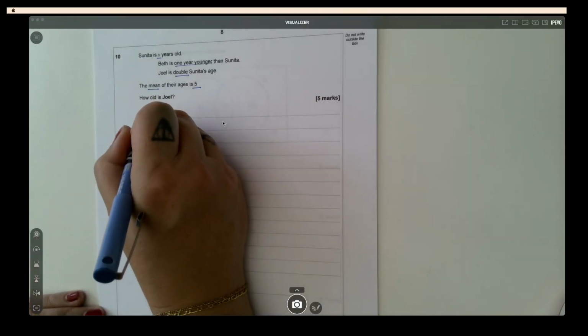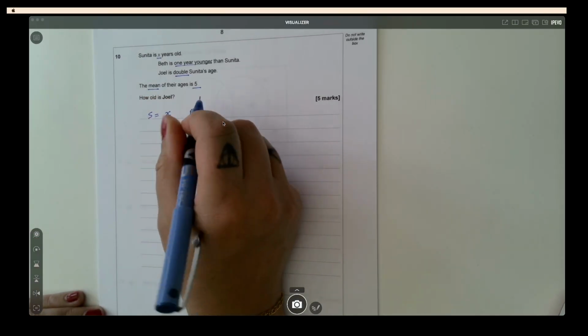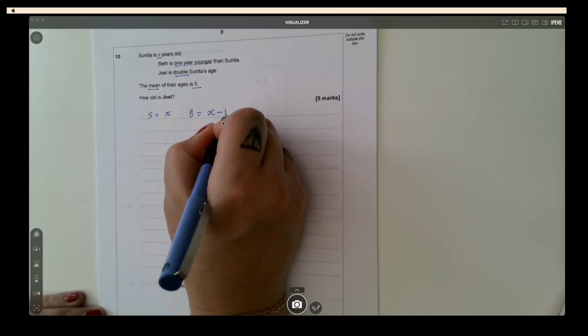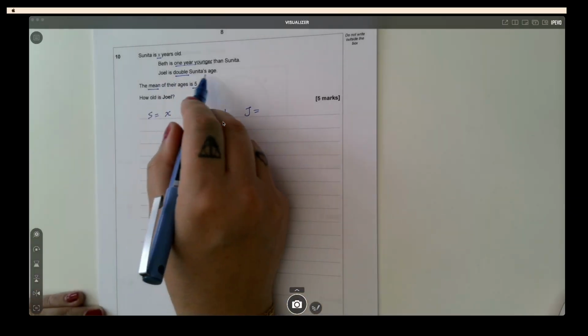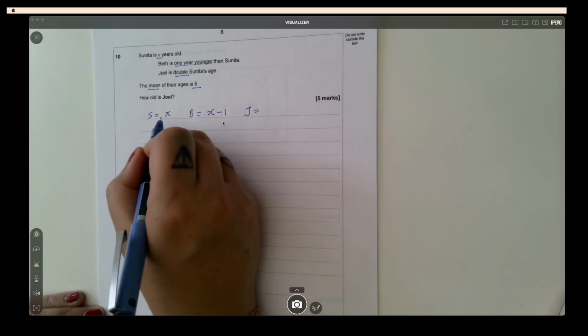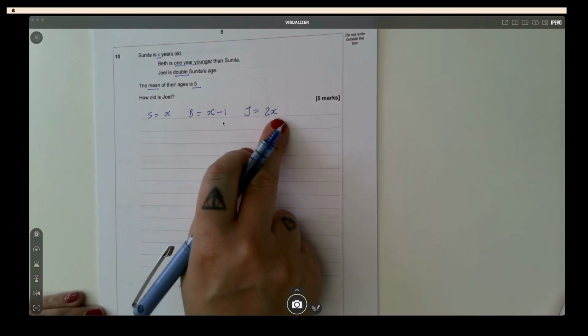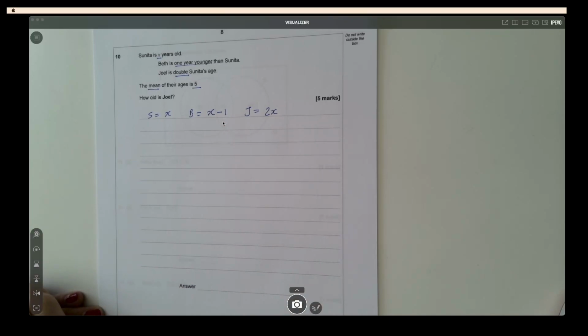So, Sunita is X years old. Beth is 1 year younger than Sunita. So Beth is X subtract 1 years old. And then Joel is double Sunita's age. So Joel is 2x years old. The next piece of information we're given is that the mean of their ages is 5. To find the mean, we would have added these ages up and then divided by 3 for the 3 ages that we had.